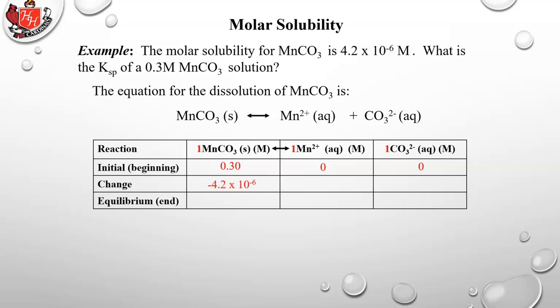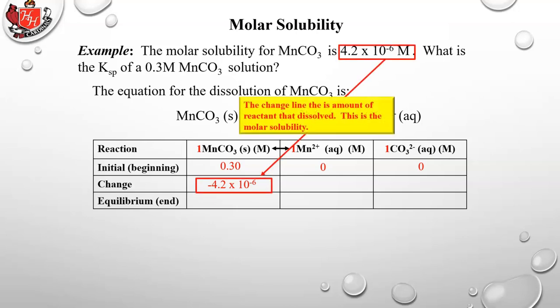Then your change line is the molar solubility. It's how much is going to dissolve. And you know that number. You're given that number, 4.2 times 10 to the negative 6th. So now the change line is the amount of reactant that is dissolved. This is the molar solubility. So now we subtract those two right there. Now we go over to the next line. And we know that if we dissolved 4.2 times 10 to the negative 6 molar of MnCO3, the coefficient of that and the coefficient of Mn2+ on the right side of the arrow should be the same. It's a 1-to-1 relationship.